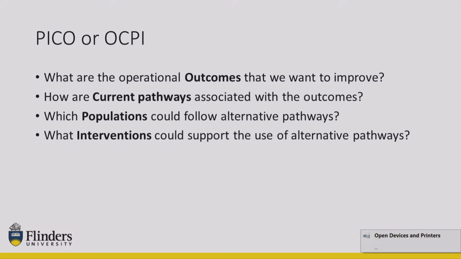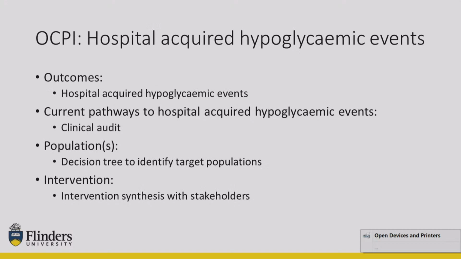What do we understand? What do we know about current pathways and how those affect or are associated with those outcomes? Then we can define the population and then think about the interventions that would support better outcomes in that population. So the case study I'm going to talk about today, as I say, is hospital-acquired hypoglycemic events.